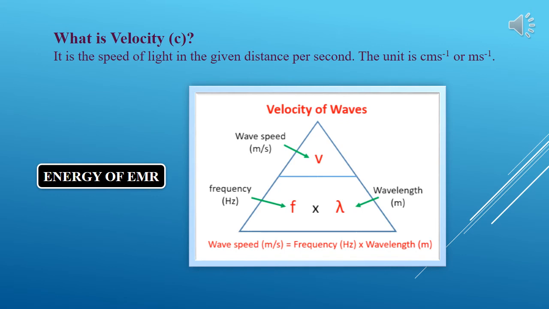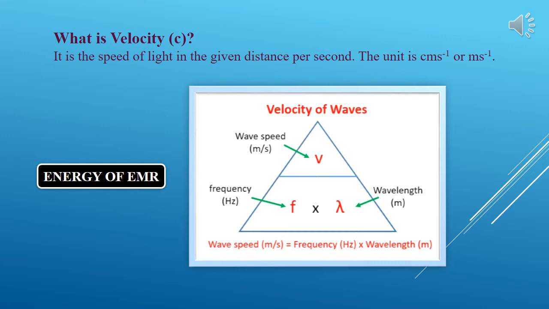What is velocity? It is represented with c. It is the speed of light over a given distance per second. So velocity includes both distance and time, so it may comprise wave number and frequency. The unit is centimeter per second or meter per second. And this velocity is used to measure the energy of a wave. When energy is high, velocity is also high.